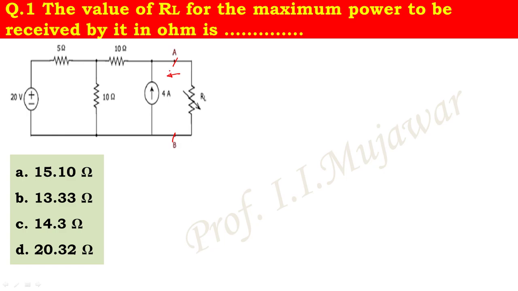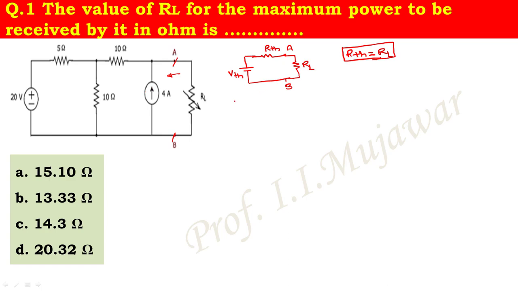Now, Thevenin's equivalent circuit is simply like this one: a voltage source of value VTH in series with a resistance RTH. This equivalent circuit is between terminals A and B. And finally, I have to connect a load resistance RL. Now for maximum power, RTH must be equal to RL. That means here our objective is to find RTH of this circuit.